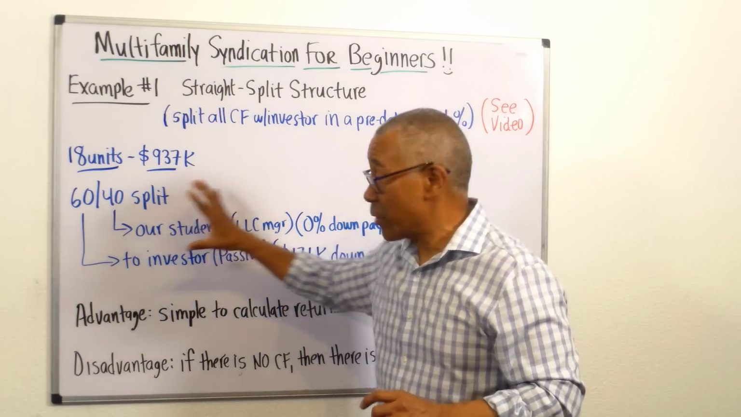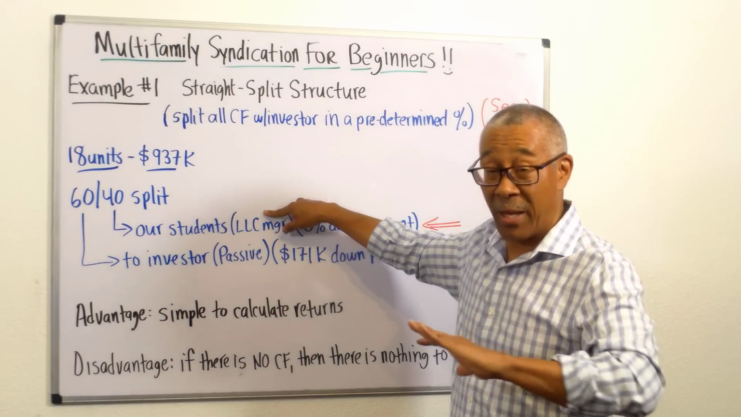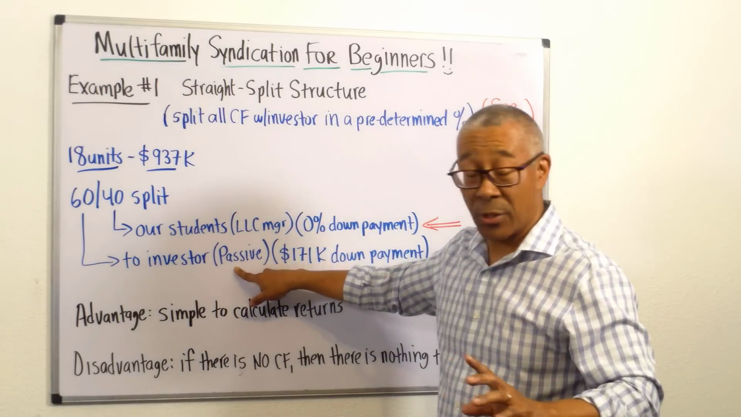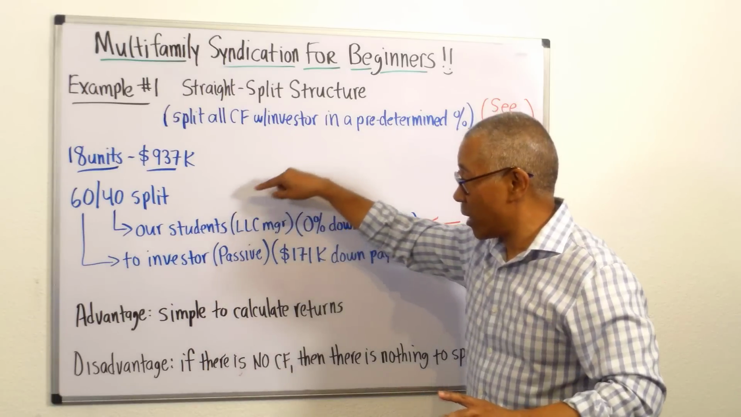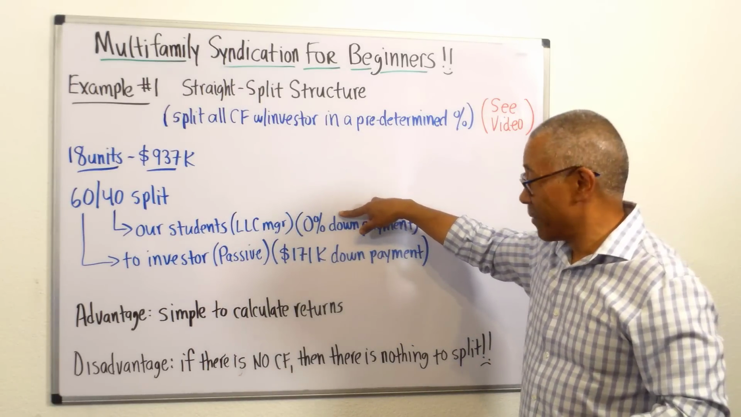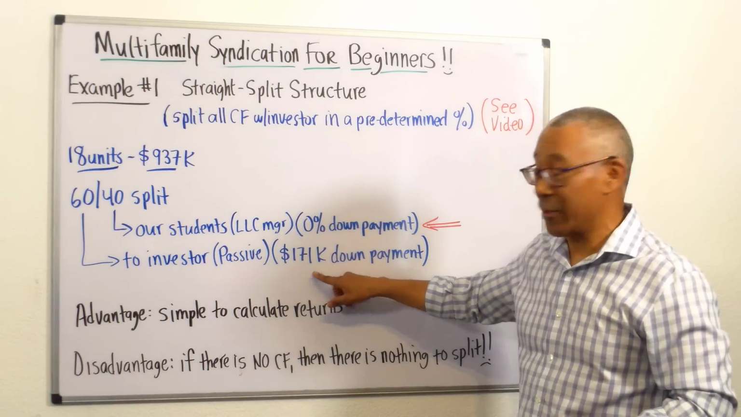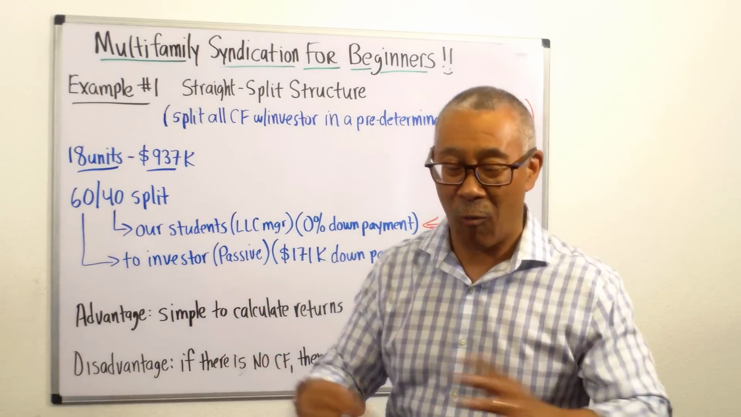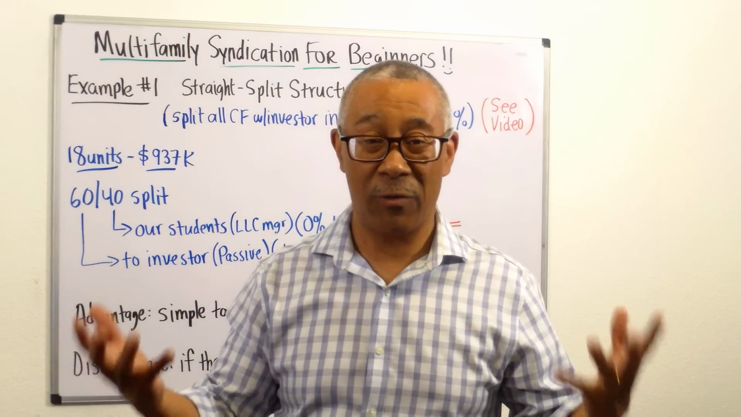Now, the structure was our students are the LLC managers, so they call all the shots. And then the investor is passive, calls no shots. Now, the cool part about this deal is our students put no money down. The investor put up all the down payment, $171,000. They put up everything. Why would an investor do that? Why would an investor put up all the money and then split it 60-40 with our students?